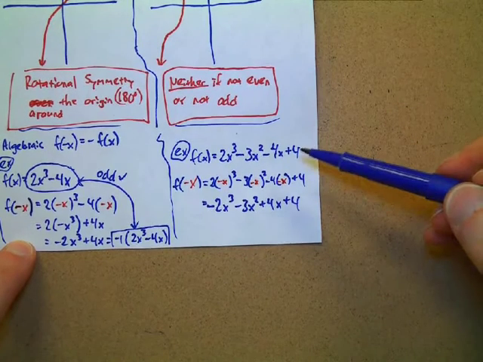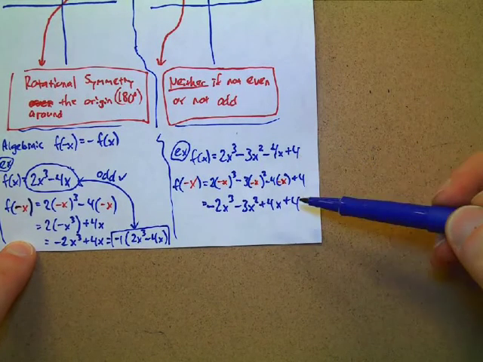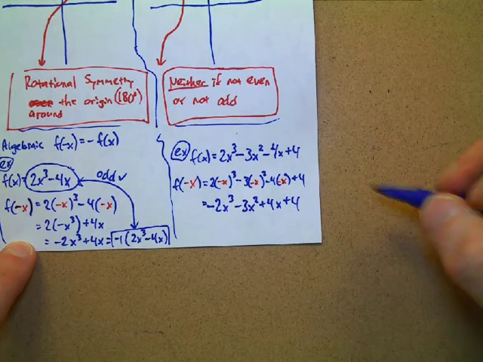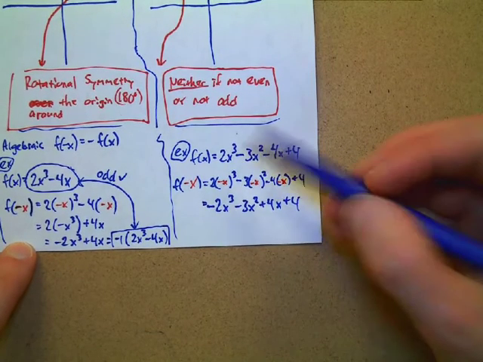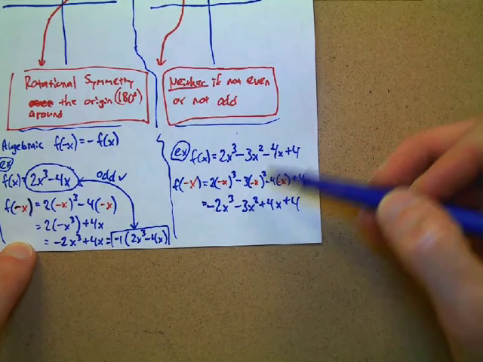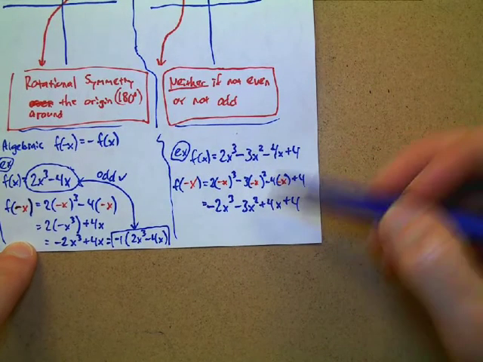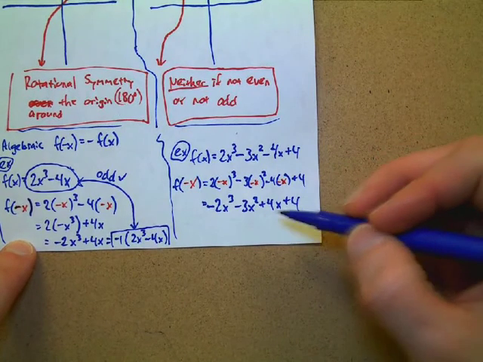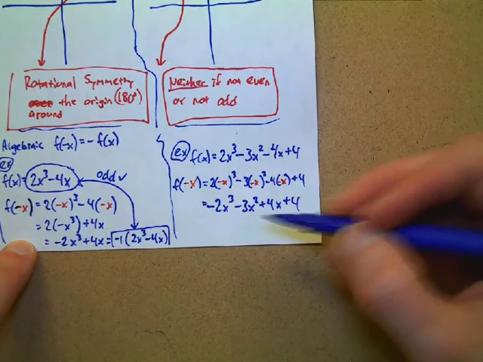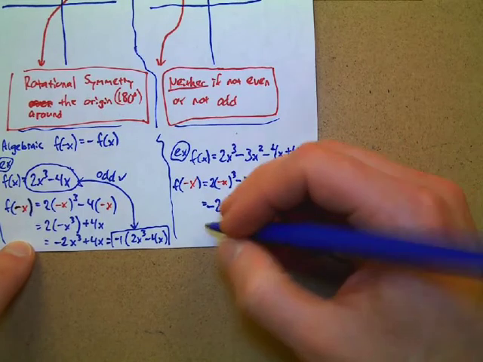Is this result the same as our original function? No. Are they exact opposites? No, right? These are opposites, but these are the same. And there's no way for us to manipulate this at all so that we either get this and this to be exact opposites or this and this to be the exact same. So in other words, it's just neither here.